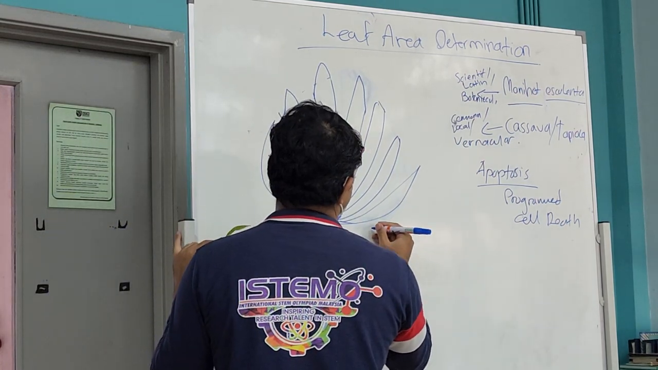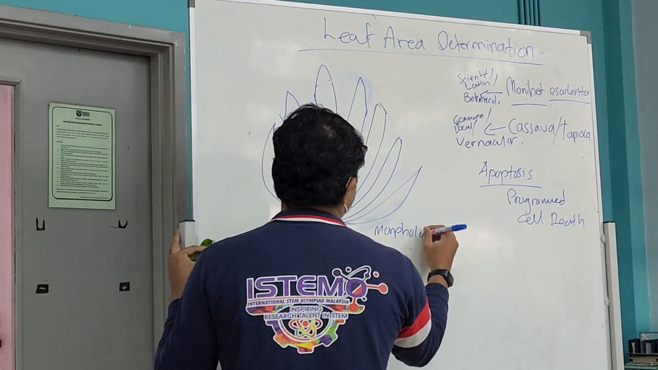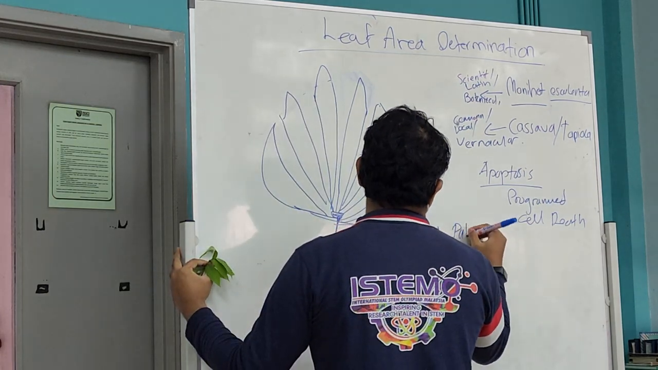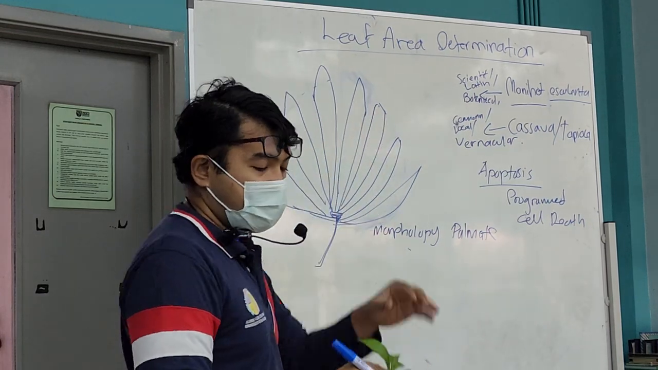Morphologically, this is called what kind of leaf? Morphology, what is the shape of this leaf? Palmate, because it looks like palm. Okay.